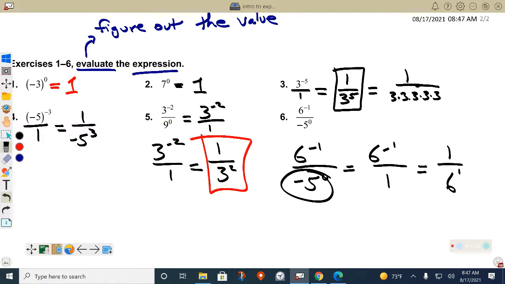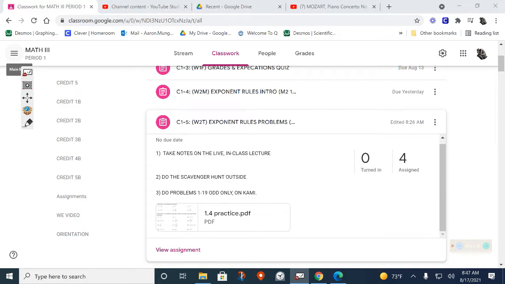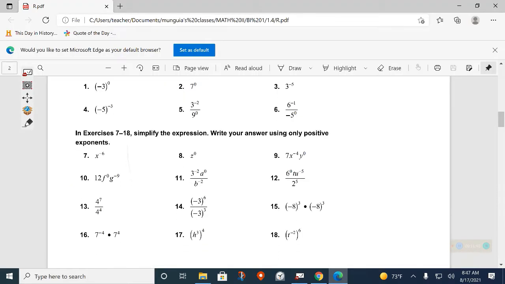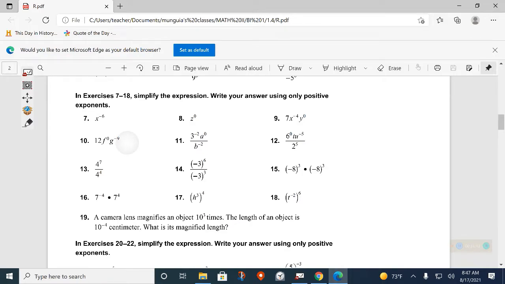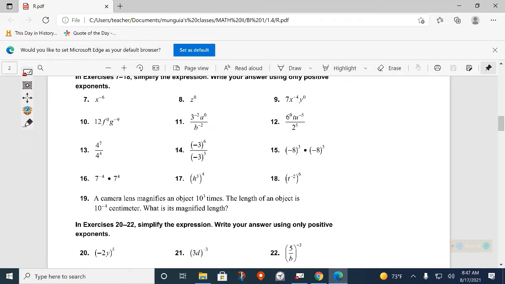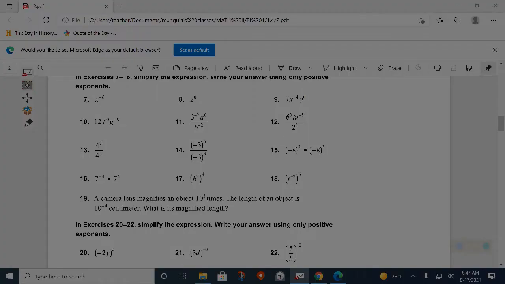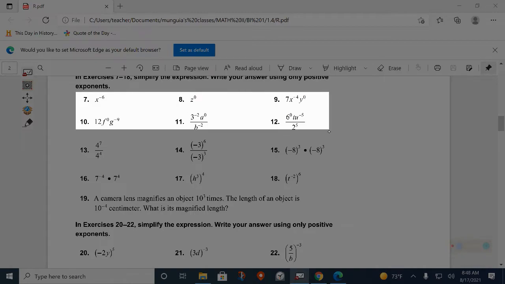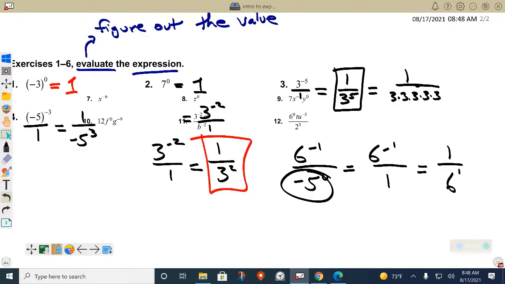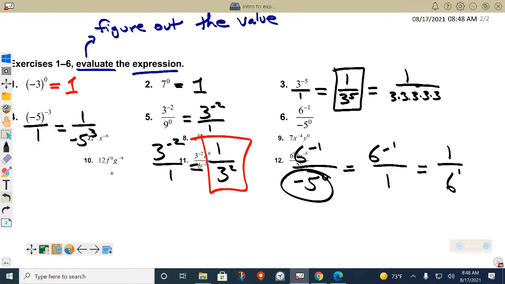So let's do this. Let's go on with a few more. Let's put in higher gear now. Let's use some of our other rules. So let's do the same thing with 7 through 12. Then we'll go outside for a little while.